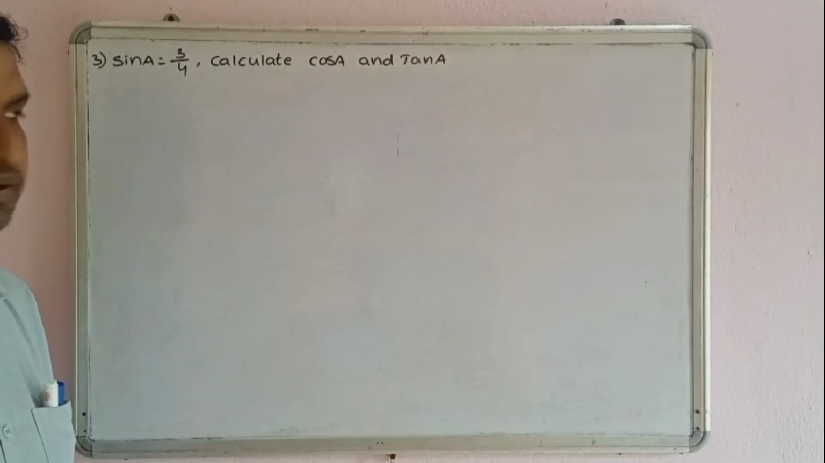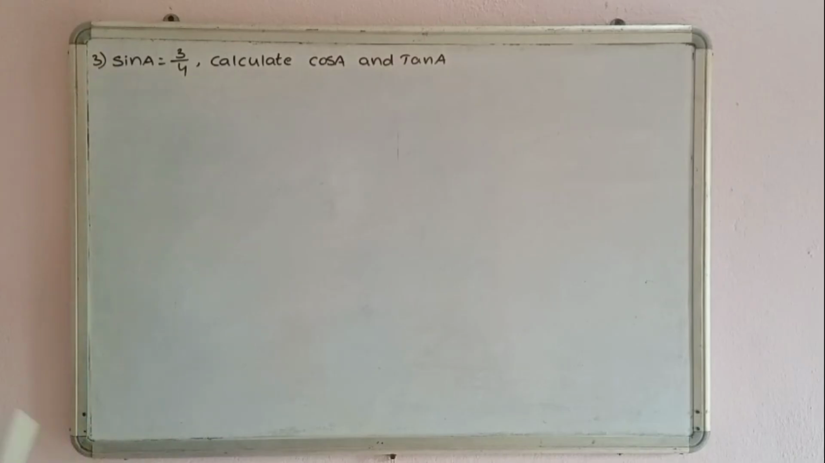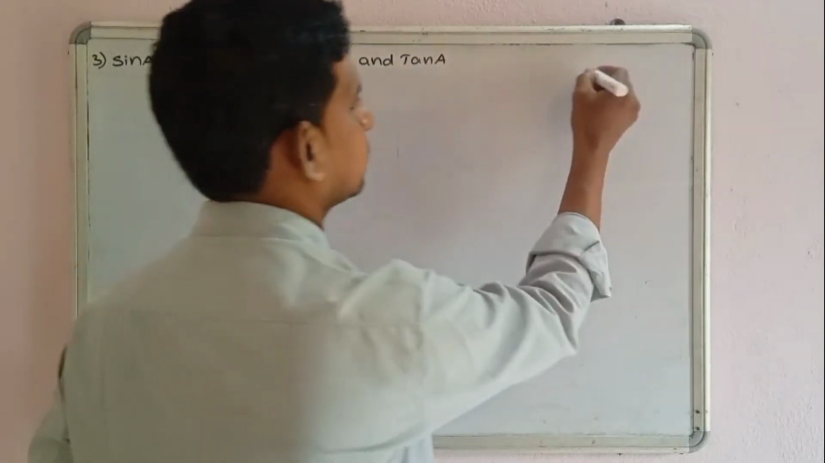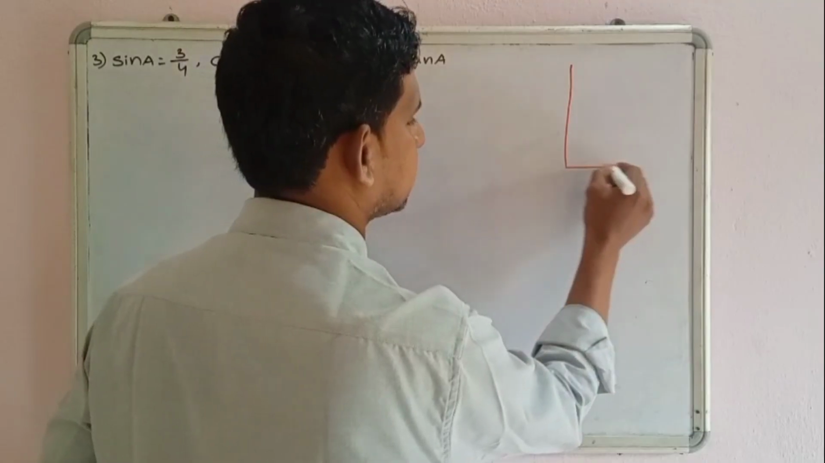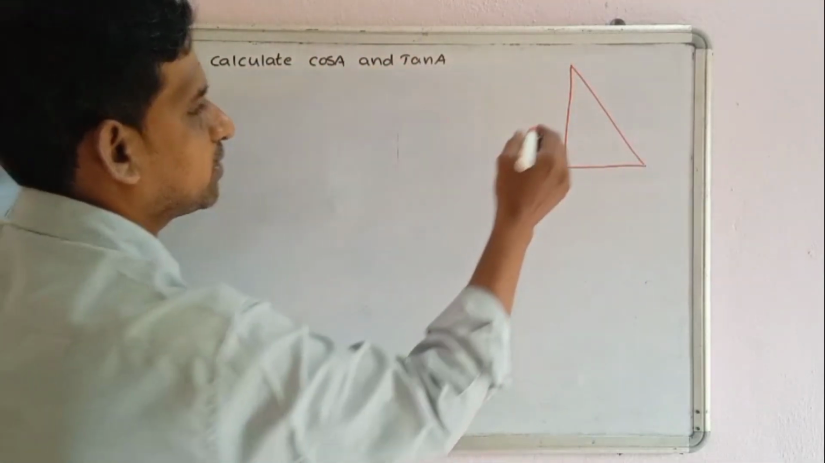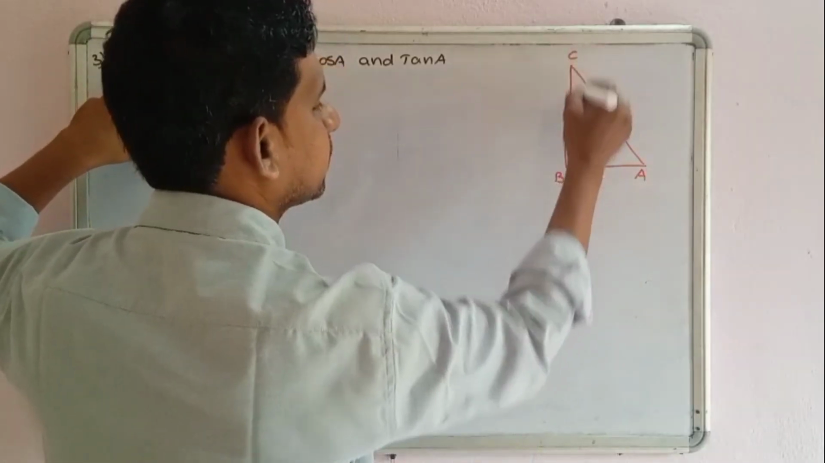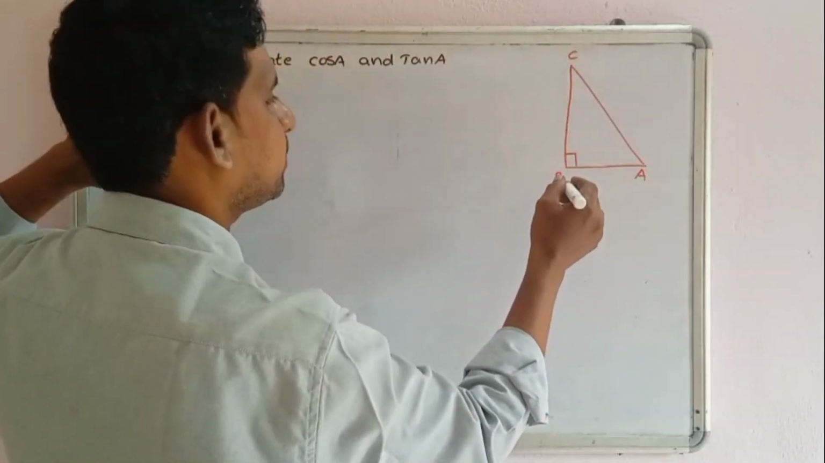See the problem number 3. Sin A equals 3 by 4. Calculate cos A and tan A. Okay. Let us take a triangle, using a right angle triangle only. Sin A equals 3 by 4. So here this is A, B, C. So say right angle, angle B.